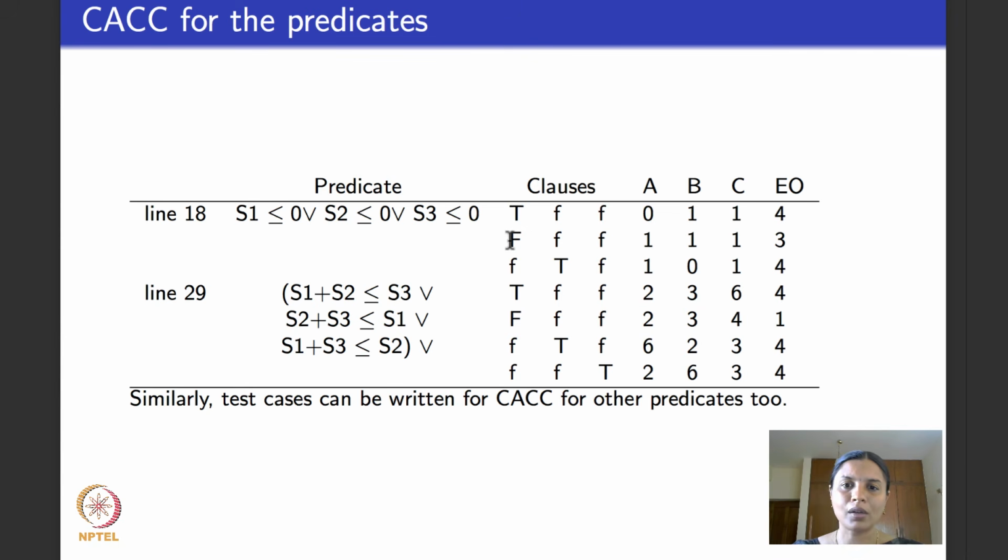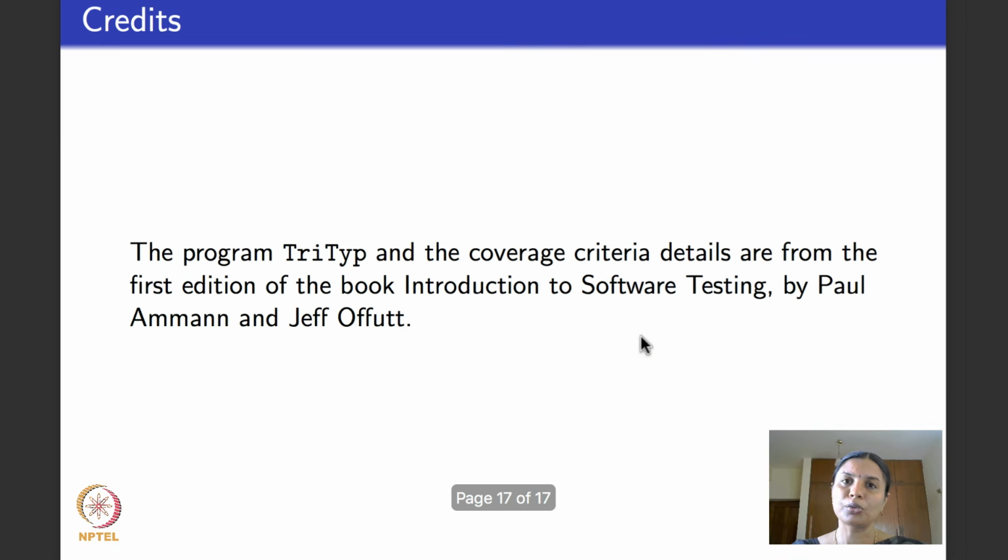The second row makes clause A the major clause. This time it's false, and B and C are false again. Here are the inputs and here is the expected output. Similarly, for this predicate also we have done this. Hopefully the second example would have helped you understand how to do various logic coverage criteria for predicates in a fairly large program. This program that detected the type of a triangle was a fairly large program.